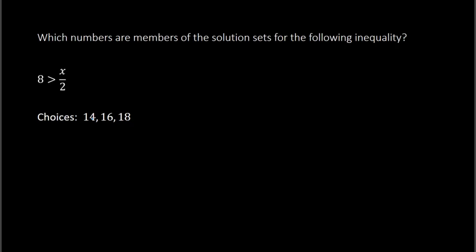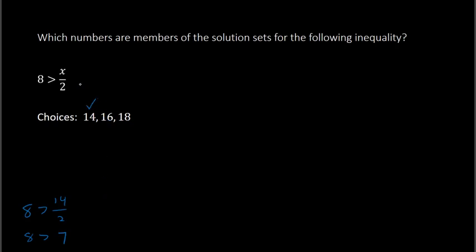So we can begin by plugging a 14 in for x. So instead of 8 is greater than x over 2, we would have 8 is greater than 14 over 2. So 14 over 2 is 7. So we'd have 8 is greater than 7. Now is that a true statement? Well, yes. 8 is bigger than 7, so 14 would work.